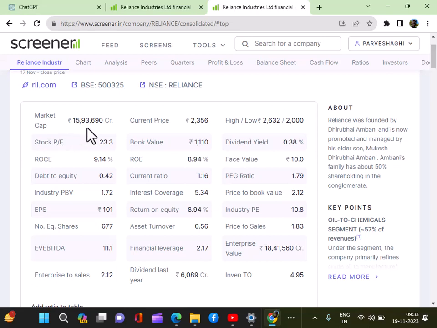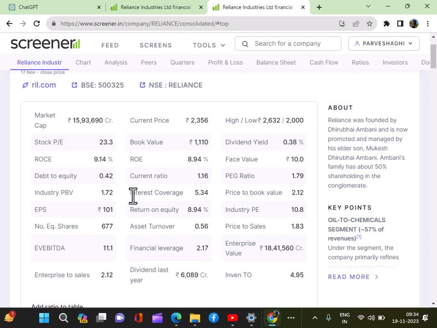So their market cap is 15 lakh 93,690 crores. That means if you want to buy 100% shares of Reliance today, you should have this much money, which is the largest market cap company in India, highest. The largest market cap in the world is with Apple, which is close to about $2.5 trillion, equivalent to almost 60 to 70% of the Indian economy. So this is the value of the shares, market cap. Then the current price of Reliance is 2,356.